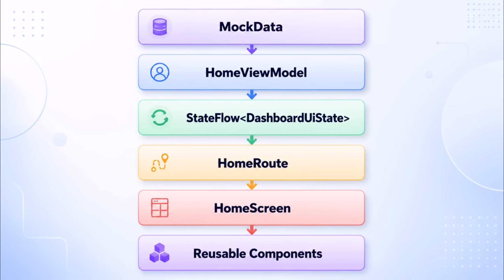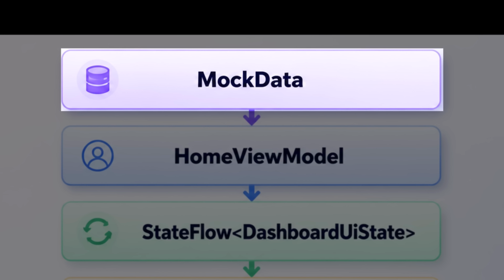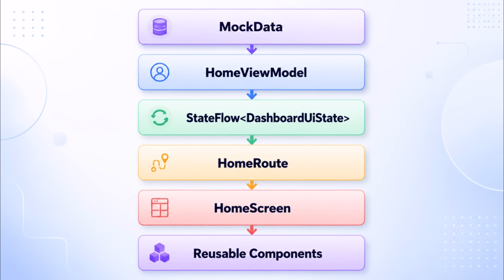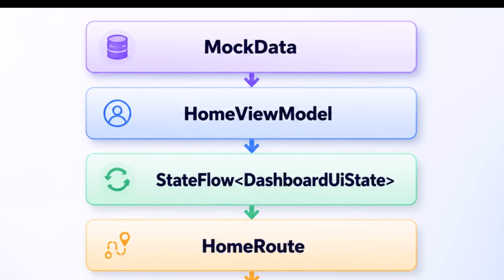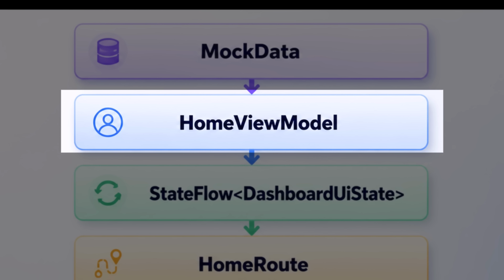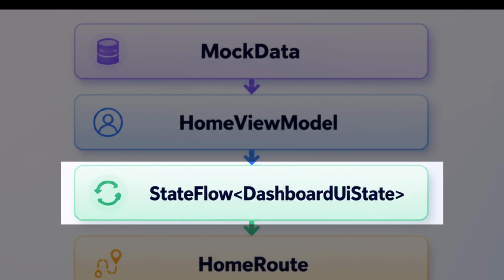The second teaching segment follows one value from the data source to the screen. The current flow starts in MockData. It builds a dashboard UI state containing the user information, card data, quick actions, contacts, weekly spending values, and the selected navigation item. HomeViewModel receives that dashboard state and places it inside a mutable StateFlow. The public side is exposed as StateFlow, so the UI can observe it without changing it directly.